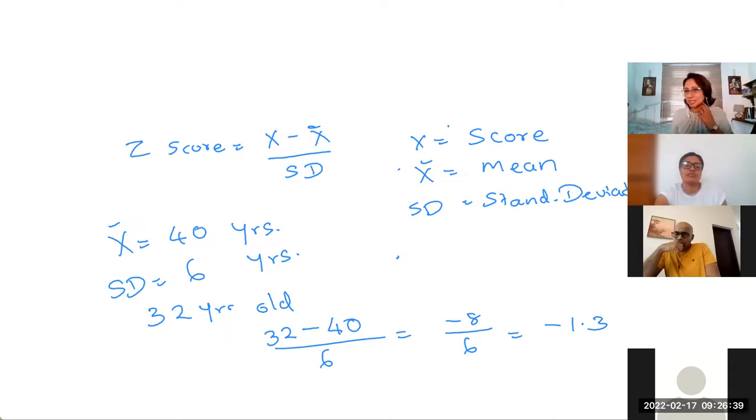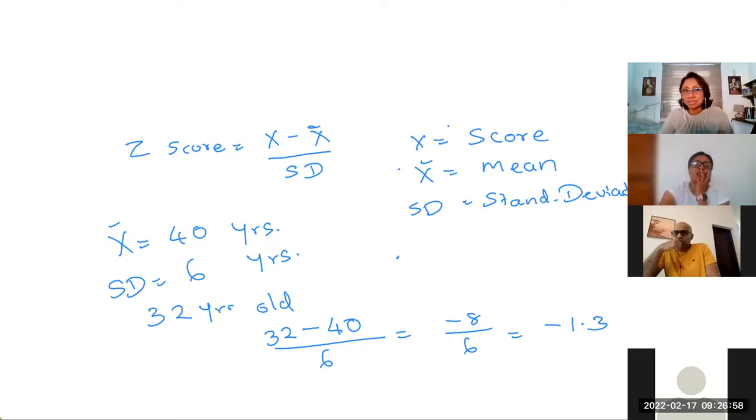Do you understand this now, this concept of Z scores? It's because the Z score tells us that we are so many standard deviations from the mean. That's basically what the Z score is saying, right?